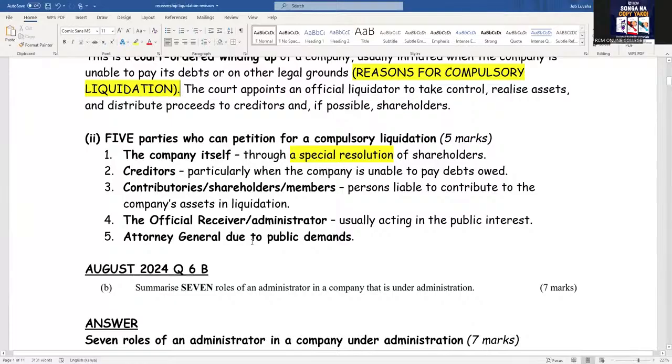Then we have this one from August 2024. Question number 6B is from administration. Summarize 7 roles of an administrator in a company that is under administration. What do you think will be the role that an administrator will be able to undertake when having to take charge of administration in a company?